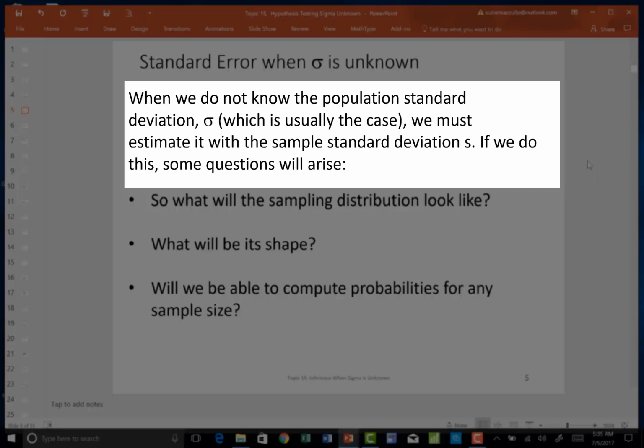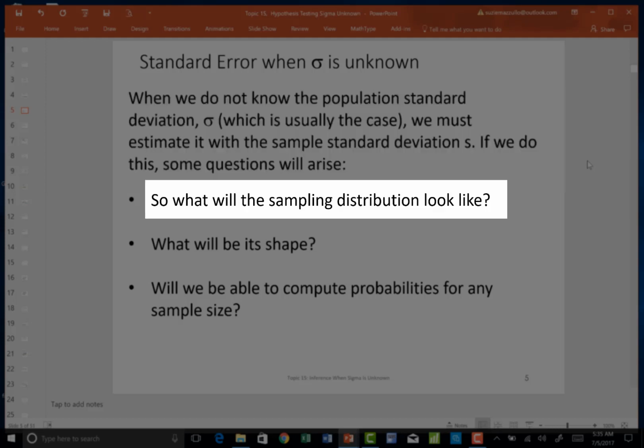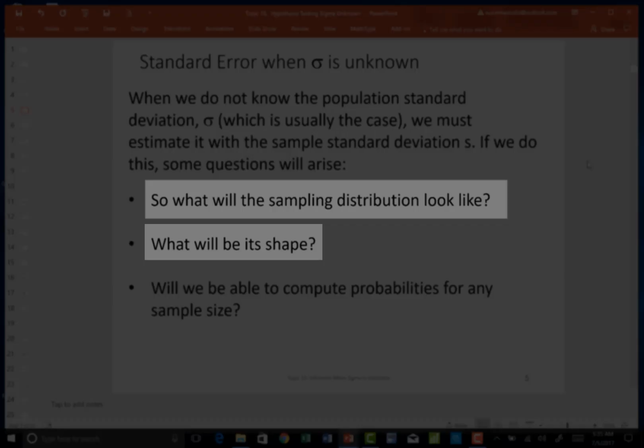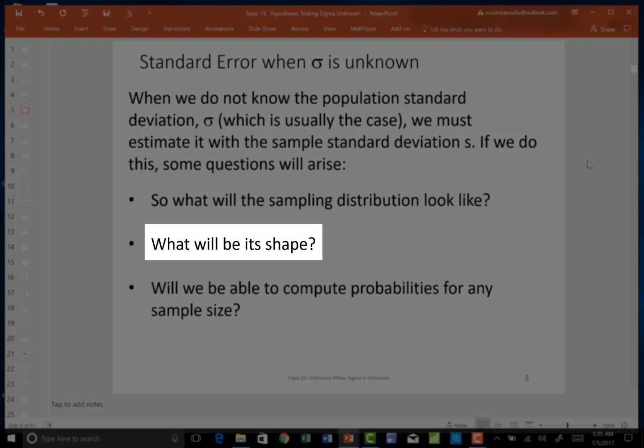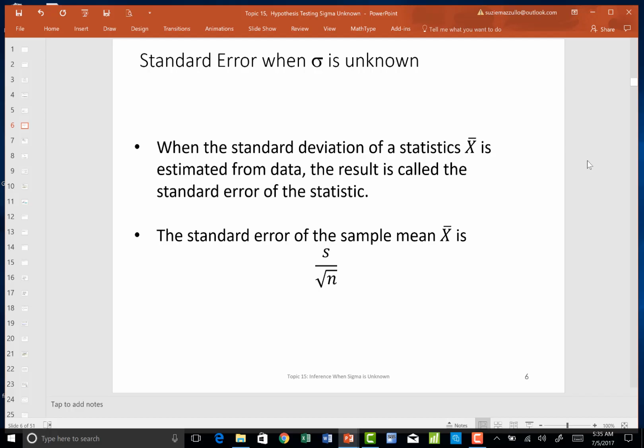So when we don't know the population standard deviation, we must estimate it with the sample standard deviation. So now, what is this sampling distribution going to look like? What is this wiggle about sigma going to do to us? And can we compute probabilities? So when the standard deviation of a statistic is estimated from data, the result is called the standard error. And the standard error will look like s divided by the square root of n instead of sigma divided by the square root of n.